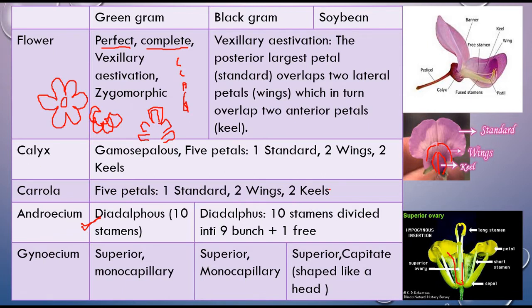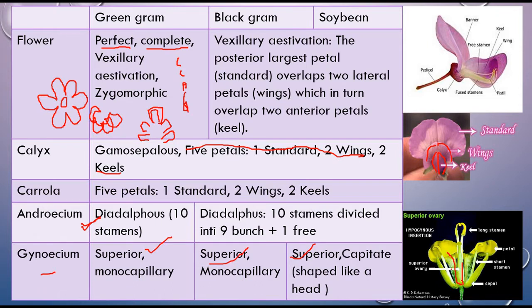The calyx, the condition of calyx is also, sorry, I have made an error here, this should not be there. The condition of the calyx is gamosepalous condition. Because the calyx is fused together, the condition of calyx is gamosepalous. And the gynoecium in case of green gram, black gram, and in case of soybean, it is superior.